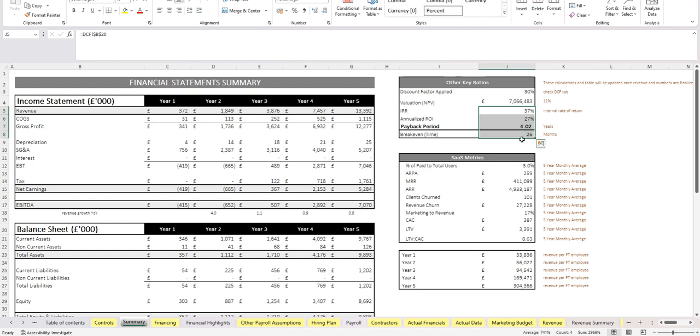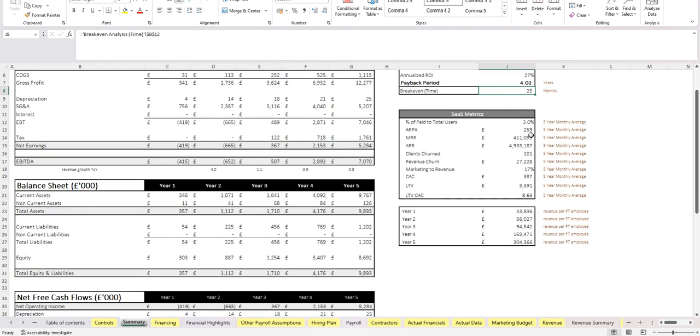Okay, so they are not like, what is your break even? Oh, maybe it's around year 3. In this model, this tells you month 25, okay? Obviously, if you change your assumptions, these numbers change. And other SaaS metrics, very important, as I showed you before, as a 5-year average: CAC, LTV, revenue churn, marketing to revenue, revenue per full-time employee, an important metric.